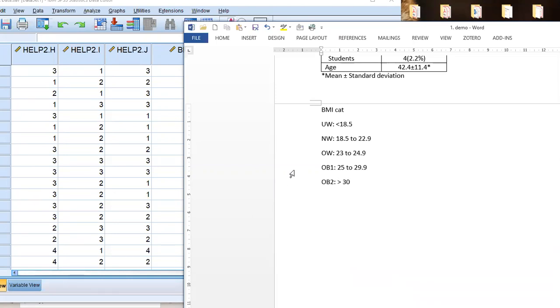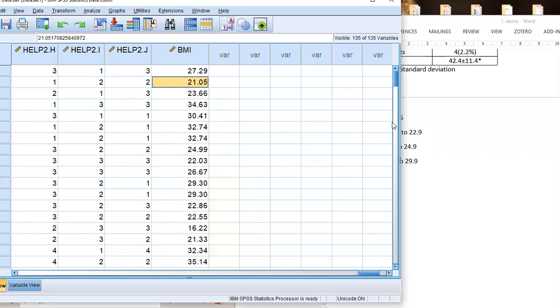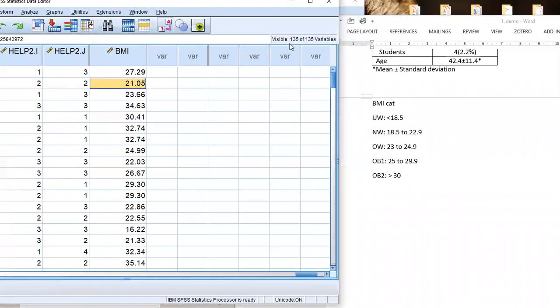So your categories: underweight, normal, overweight, obese 1, obese 2. Now it is from 25 to 29, and the median was 27, right? So the majority will fall in these two groups, about 50% inside here. So let's categorize it. We're going to categorize the BMI into BMI categories.